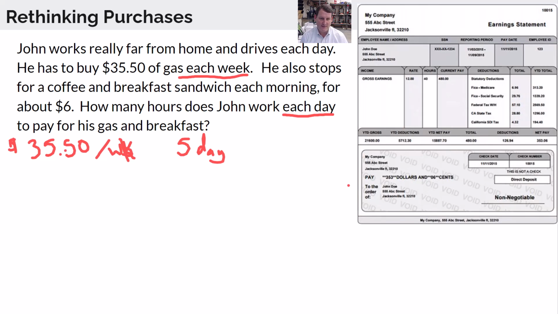He can't spend that in a day. If I subtract them, I get $30. If he's spending $30 a day, he's going to spend way more than $35 in a week. So that doesn't make any sense. If I divide them, let's try that.